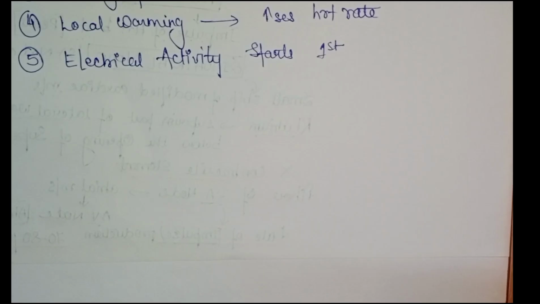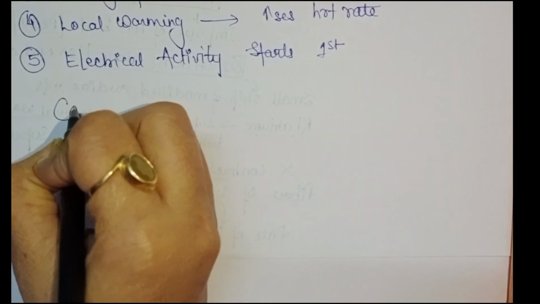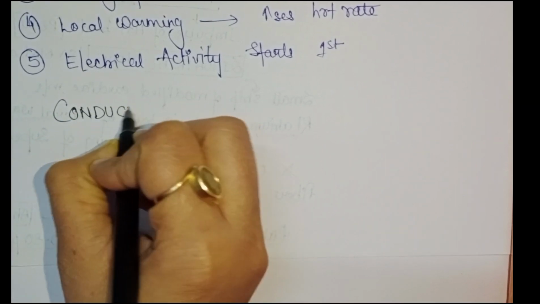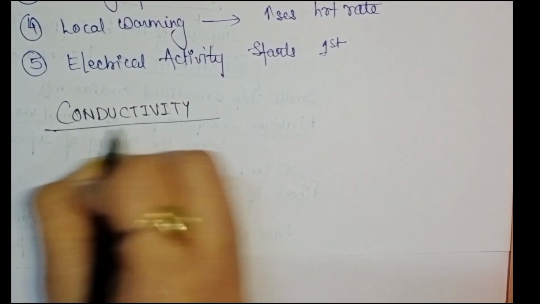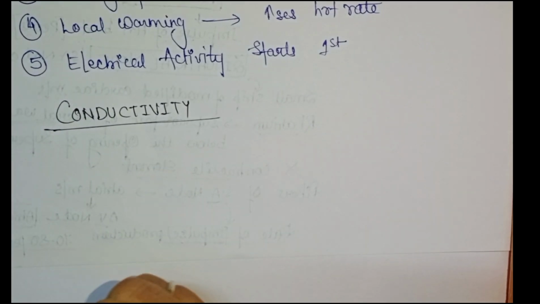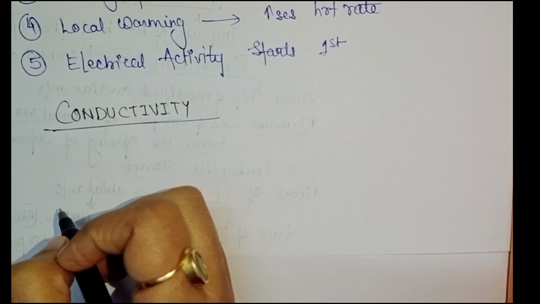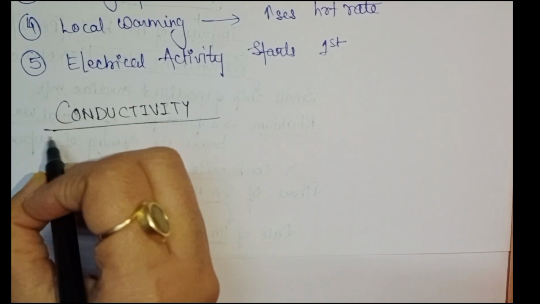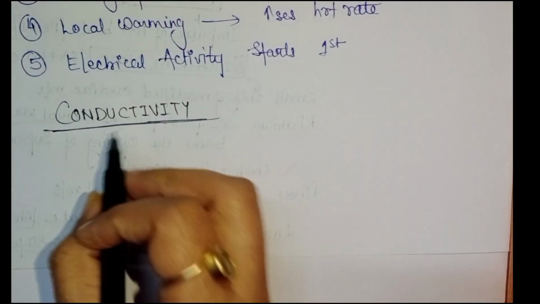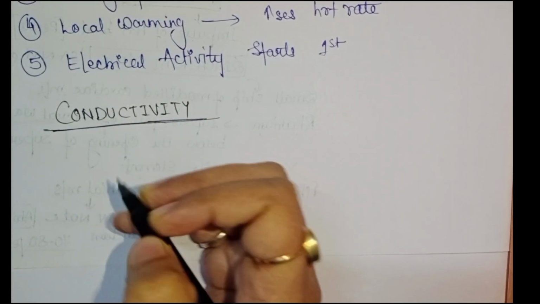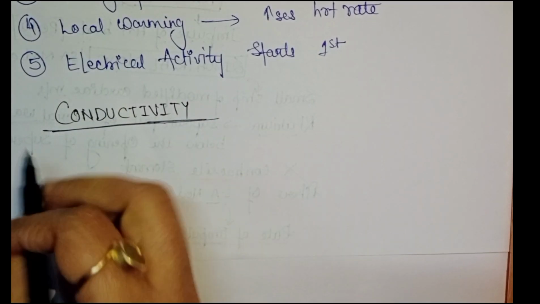Coming to the next, the third feature of the cardiac muscle, that is the conductivity. Human heart has a specialized conductive system through which the impulse from SA node is transmitted to all other parts of the heart. Now the impulse has been generated through rhythmicity, right? Now this impulse that has been generated also needs to be conducted, so that the whole heart can contract.